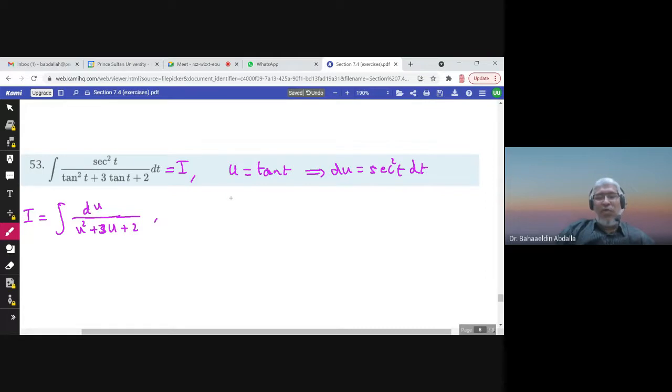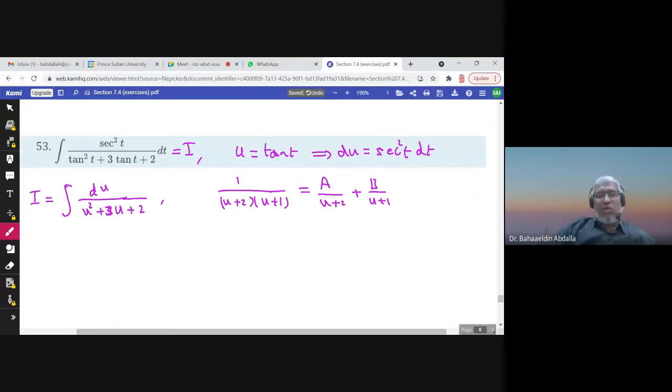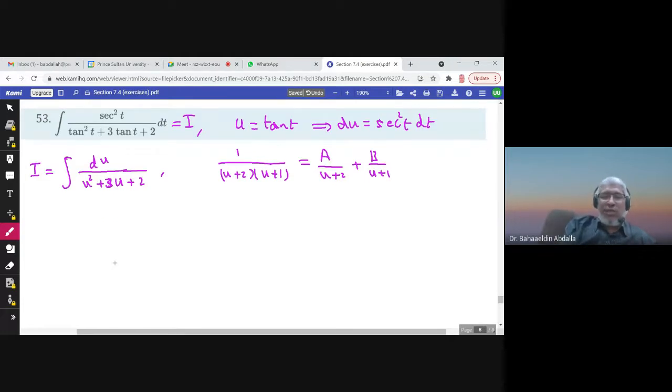And then can you factor this? And can you write it as, and can you find A and B and continue the question? Please, an exercise for you, an easy exercise.